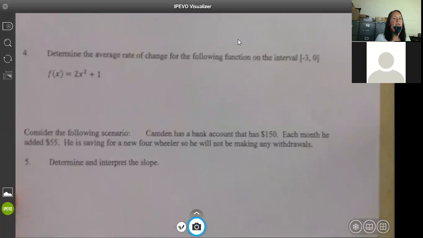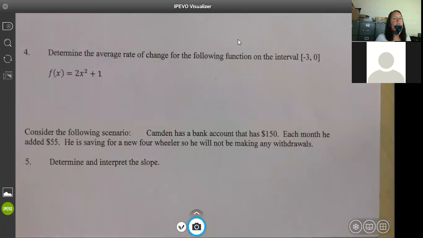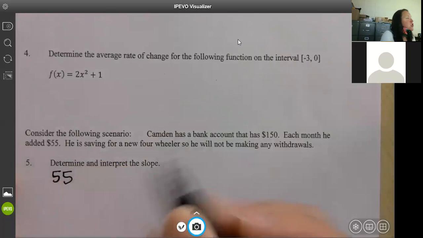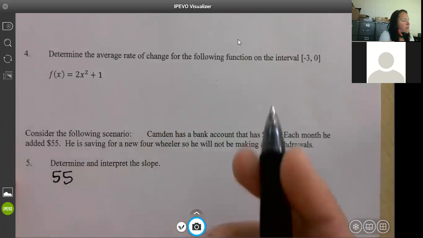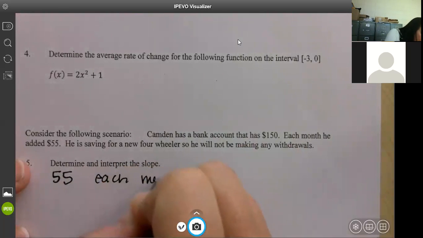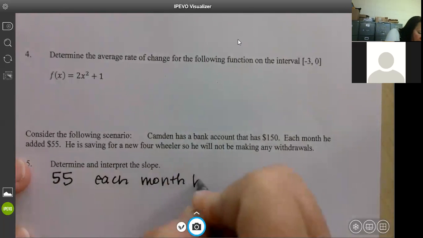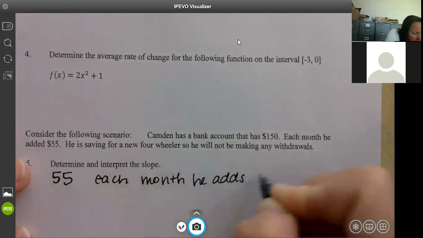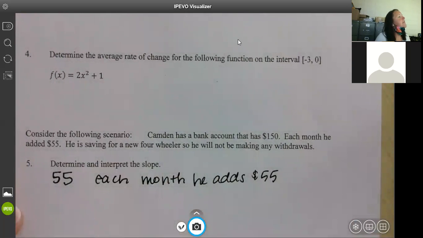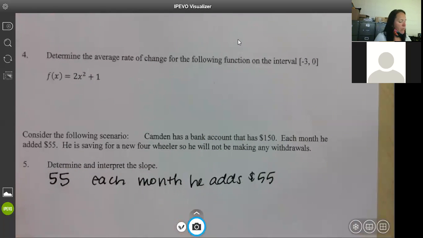This one says determine and interpret the slope. So Camden has a bank account that has $150. Each month he added 55. So which one is the slope? 55, because that's how it's changing. So interpret the slope. Each month he adds $55. That's all you've got to do. If you say it increases by $55, that is perfectly fine. Okay.